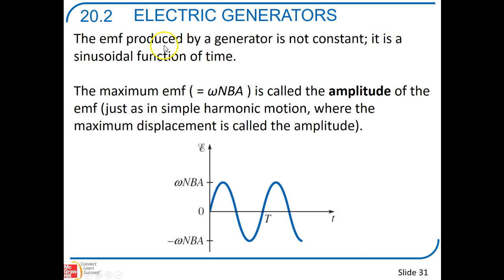The EMF that's produced by a generator is not constant. It is a sinusoidal function, so it goes from positive to 0 to negative, and then to 0 and then positive. The maximum EMF here, which is omega times the number of coils times the magnetic field times the area, is called the amplitude of the EMF. That's just like in simple harmonic motion. So from here down to the 0 line is our amplitude.